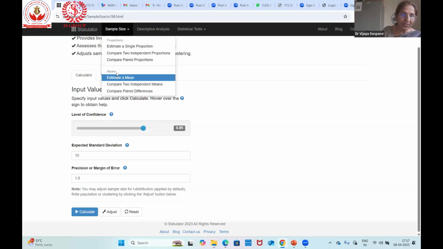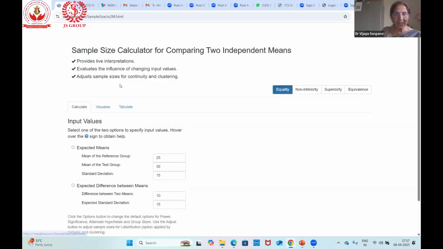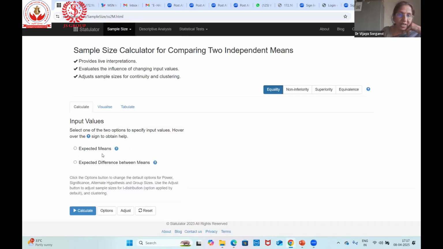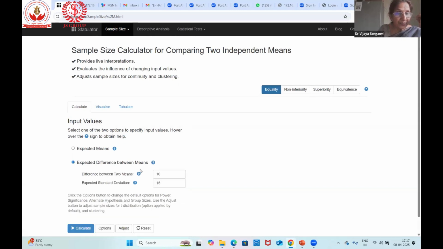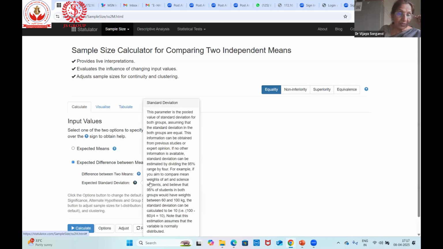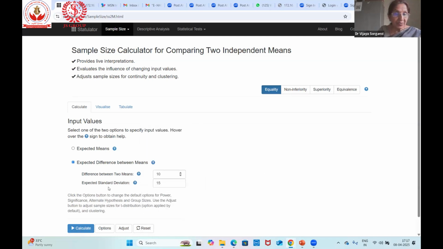Now, sample size. We are calculating with means. Compare two independent means. Okay. So here we have two formulas: expected means or expected difference between means. What I calculated is using the expected difference between two means and the difference between two standard deviations. If we select this, here you have to calculate the difference between means and between standard deviations and give it. Okay, so suppose the difference between two means is 10 and the difference between two standard deviations is 15.